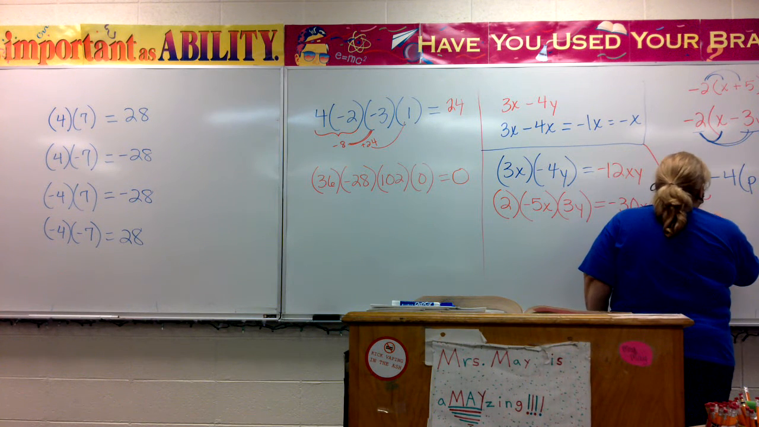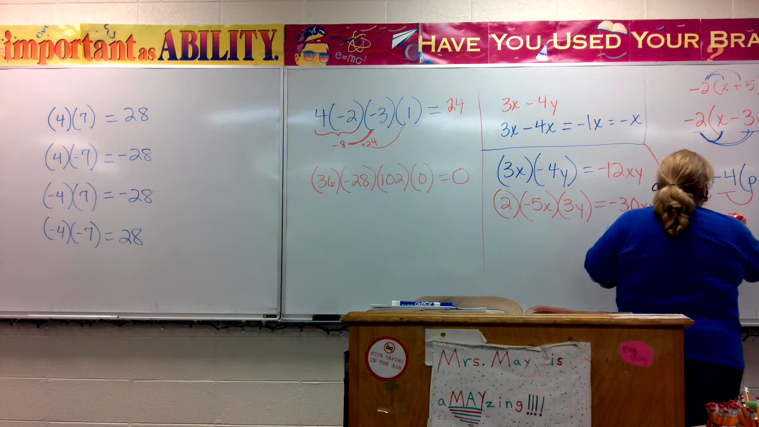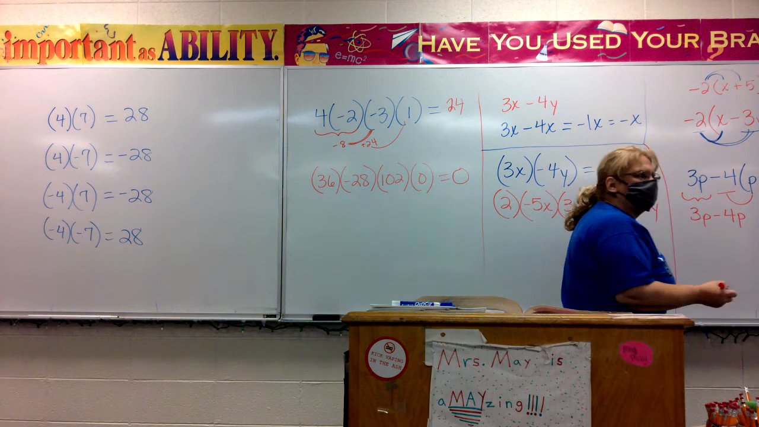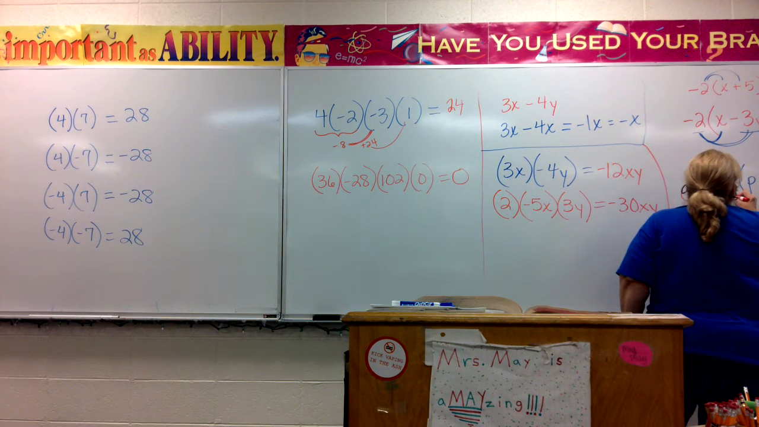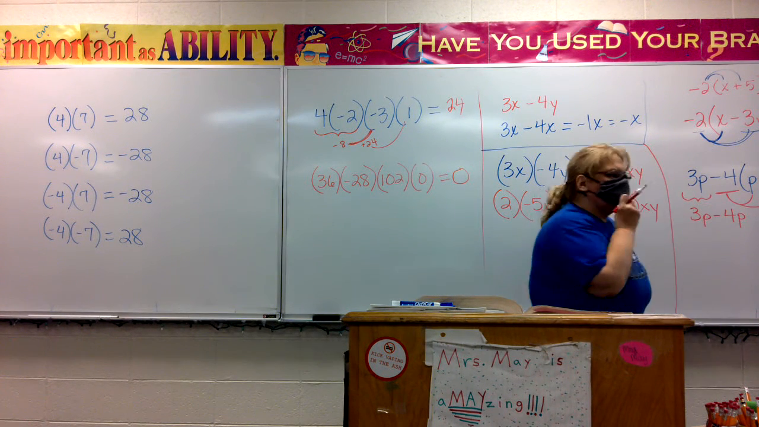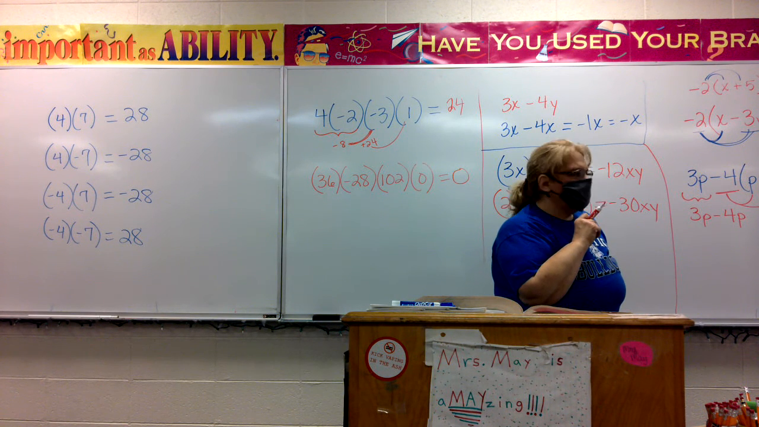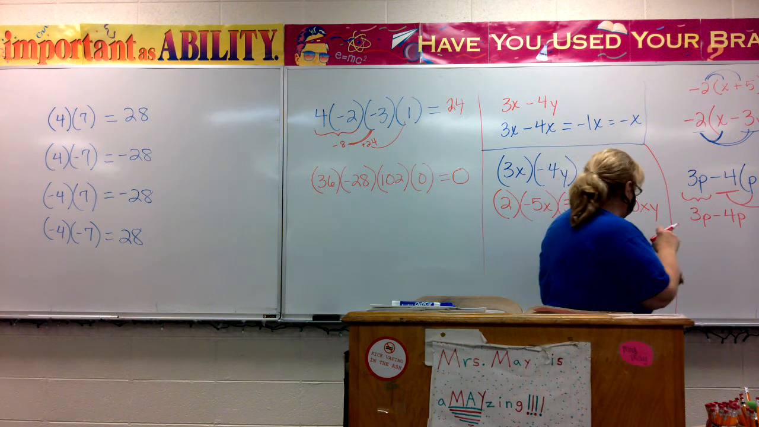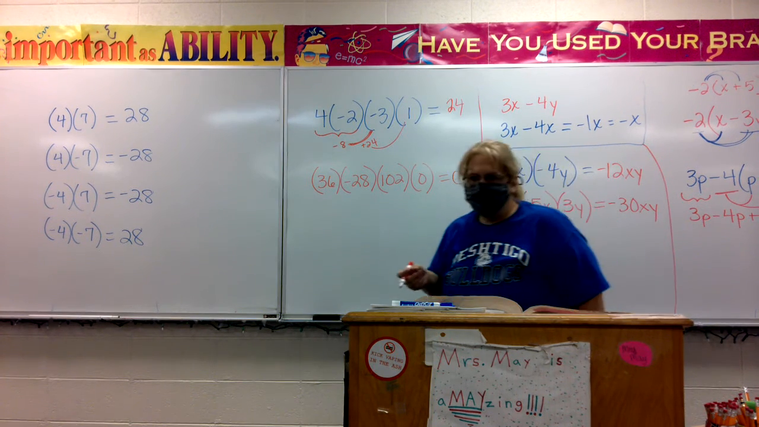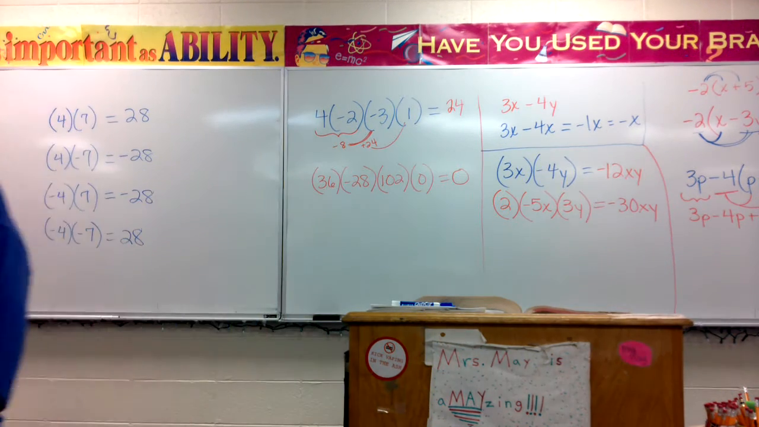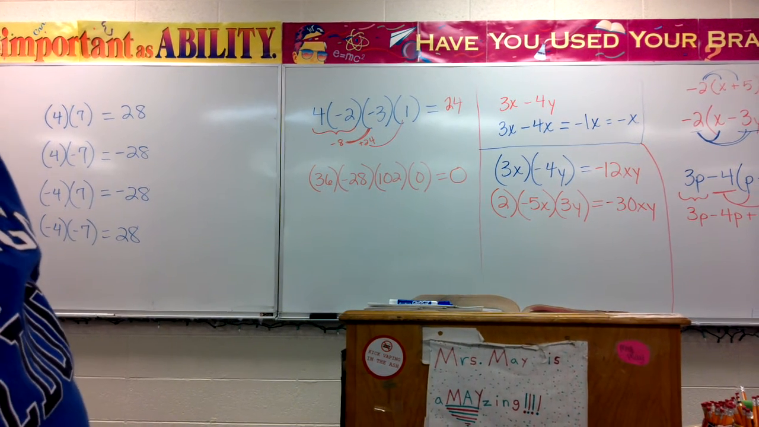So I'll leave the 3p and I'll multiply. What's negative 4 times p? Agree? Negative 4p. And then I have negative 4 times negative 2. Positive 8. Am I done? No. Am I done?